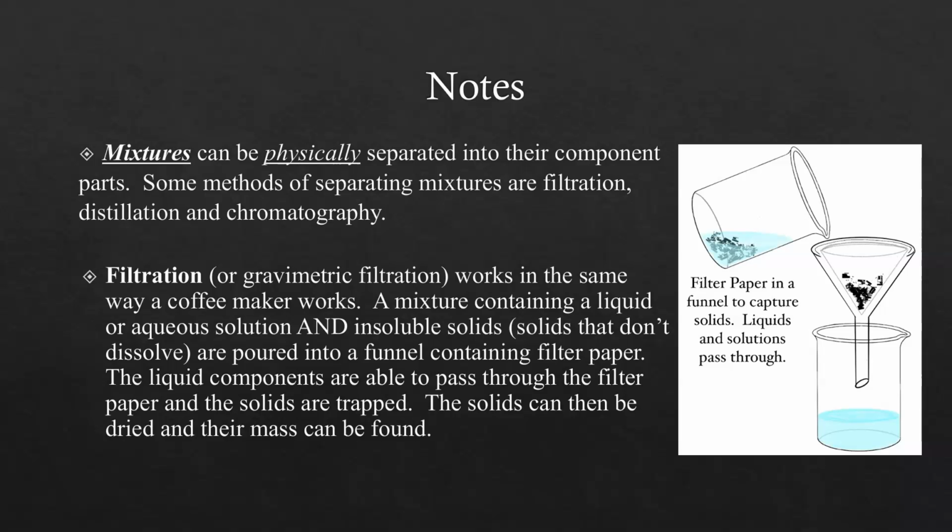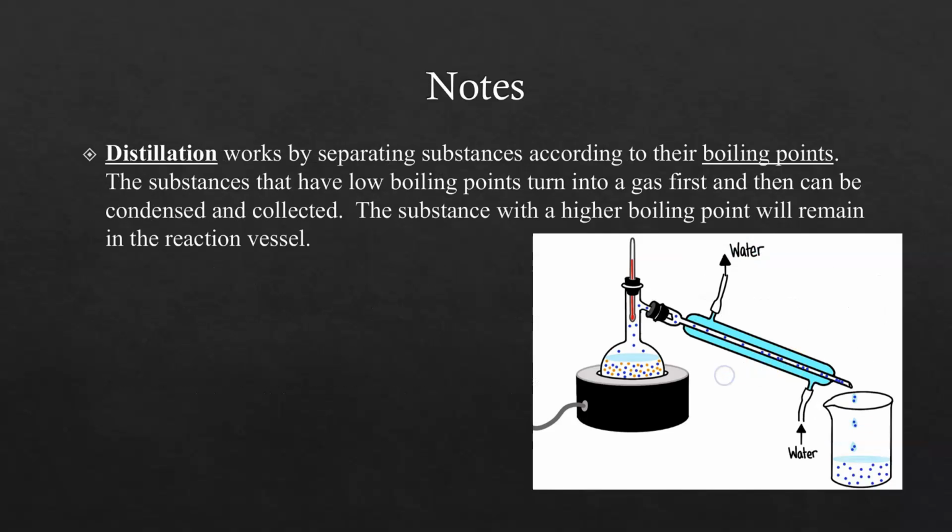and insoluble solids, or there's chunky bits at the bottom, so solids that don't dissolve, are poured into a funnel containing filter paper. The liquid components are able to pass through the filter and are trapped in the container below, and the solids can then be dried in the paper and their mass found.